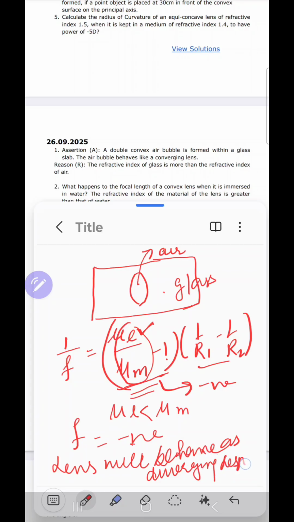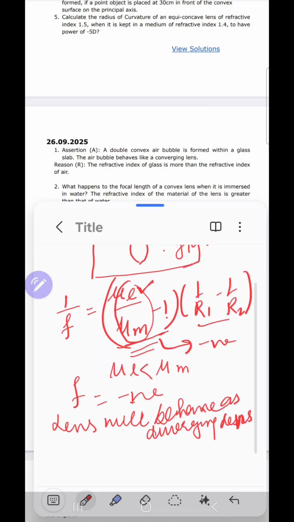Now it is convex in shape or nature, but because the lens medium has a lower refractive index compared to the medium in which it is placed, its behavior becomes opposite. So this is converging in air. Any glass lens is converging in air, but if it is placed in a medium whose refractive index is more than the refractive index of the lens, then its behavior would be reversed. So here the assertion is wrong.